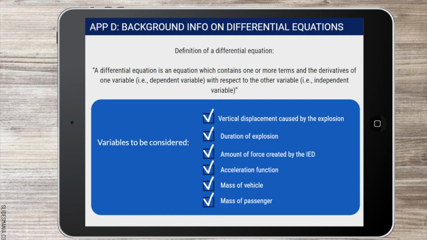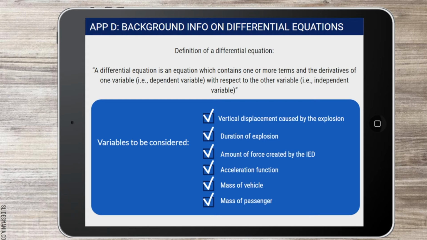One variable that has to be considered is the vertical displacement caused by the explosion. This is pretty much just another way of saying that when you roll over the IED, how high the vehicle would fly in the sky after the explosion. The duration of the explosion is also important to consider, because one bomb that would be going off for longer would obviously cause more damage as opposed to one that wouldn't.